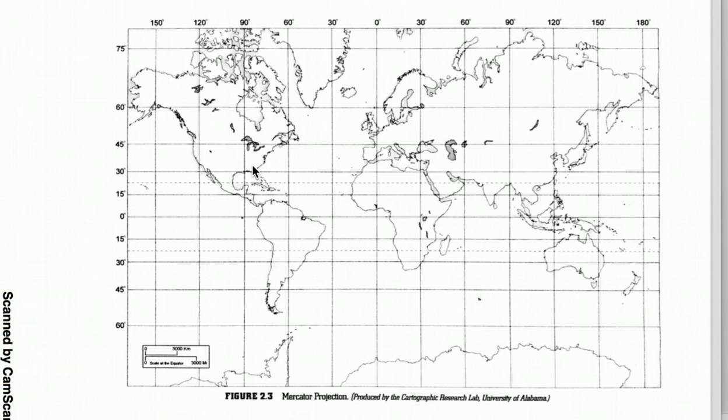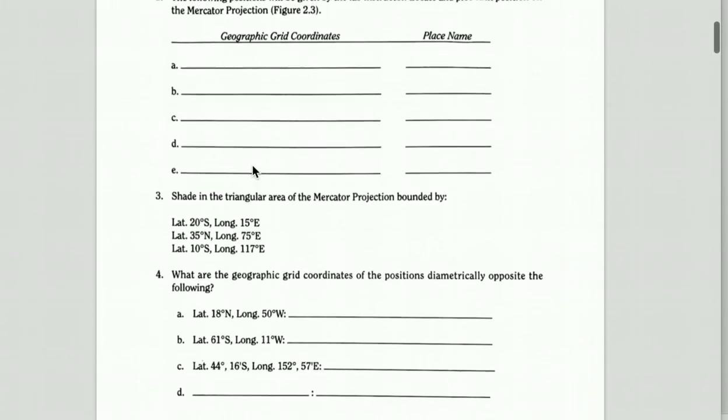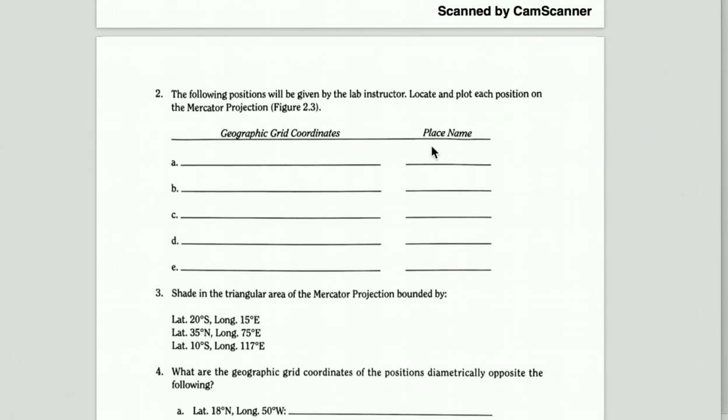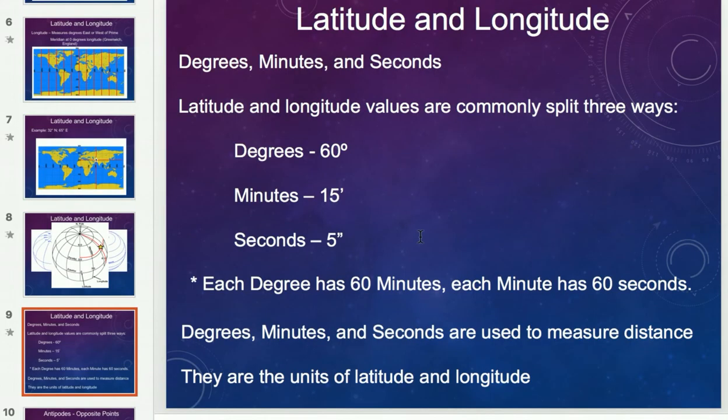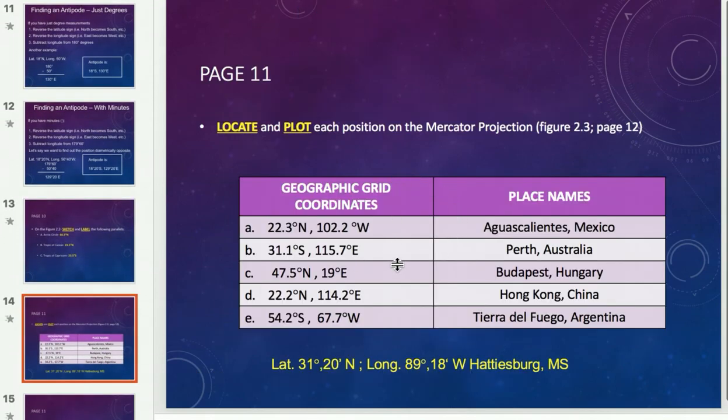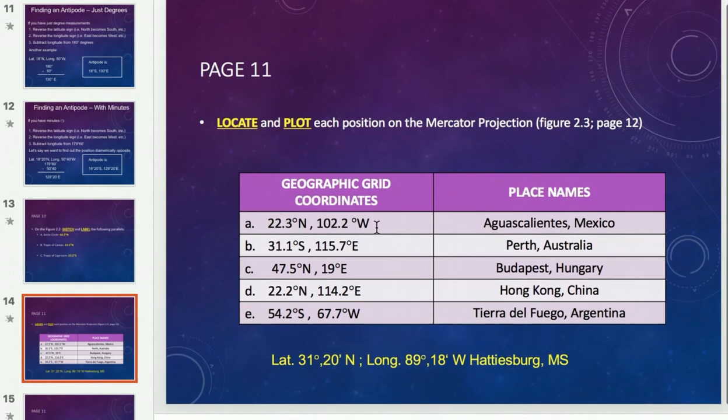Okay, and then for the next part, we're looking at page 11. It says, the following positions will be given by the lab instructor. Locate and plot each position on the Mercator projection. This can be found in your PowerPoint. So, page 11, write in these coordinates, and next to it, write the place names. You've got A, B, C, D, E, so you don't have to write out the complete location names. You can just write the coordinate on A, B, C, D, E.